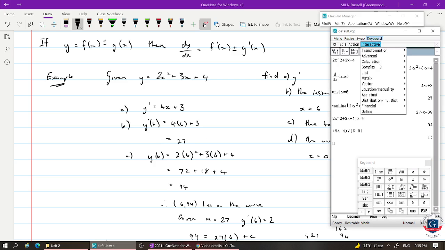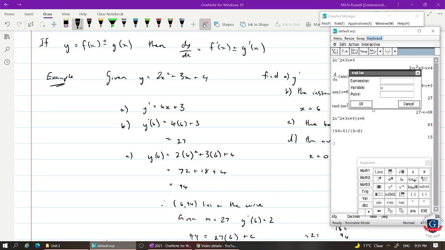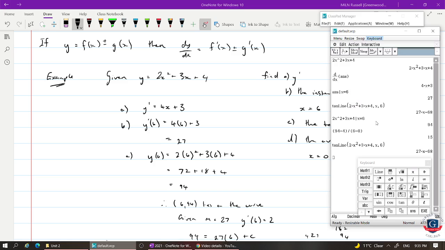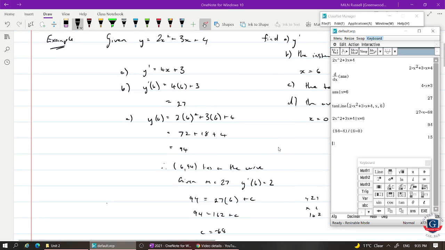Find the tan line function. You go interactive, calculation. Interactive, down here, line, tan line. And again, we need to put in 2x squared plus 3x plus 4. You can copy and paste this if you have to. And we're wanting it to do it at 6, and it will just spit out the equation. There it is there, just like we found out.